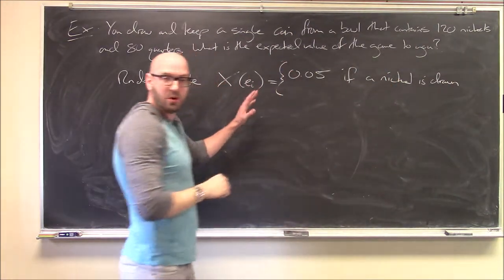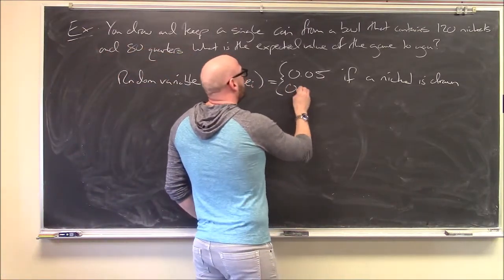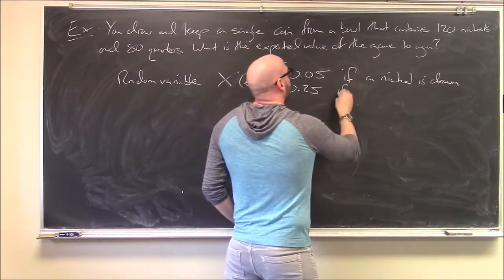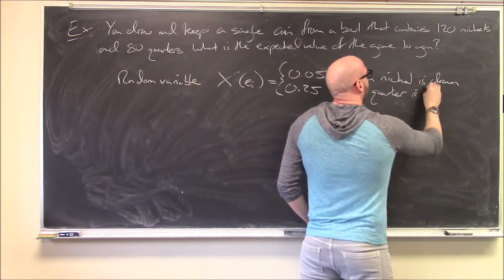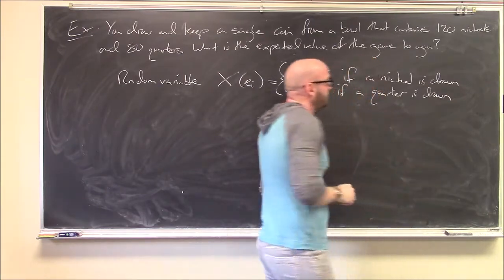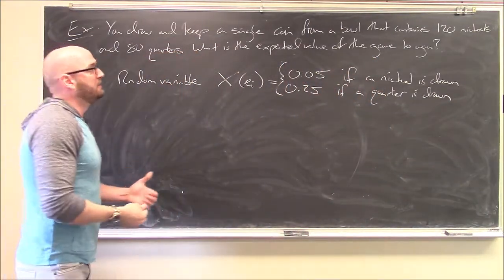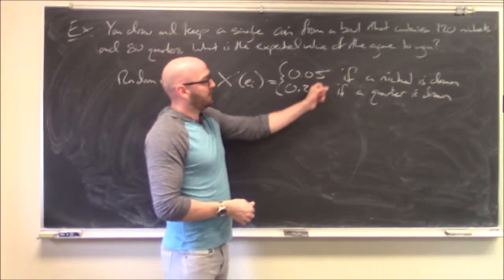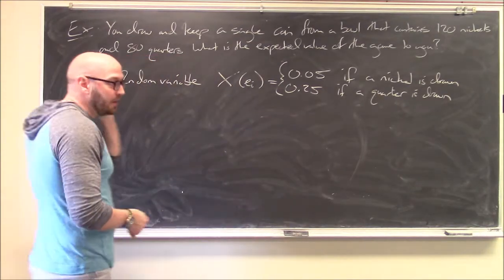So if the event is drawing a nickel, or I draw a quarter, in which case my outcome will be 0.25 if a quarter is drawn. And so there's my random variable. To every single outcome I've now assigned a value. Nickels give me 5 cents, or $0.05, and quarters I'm assigning the value 0.25.